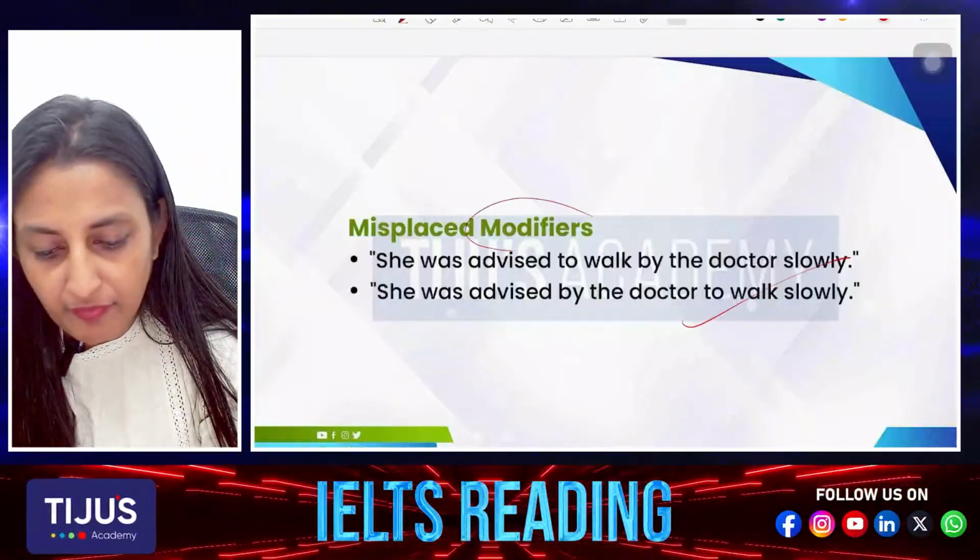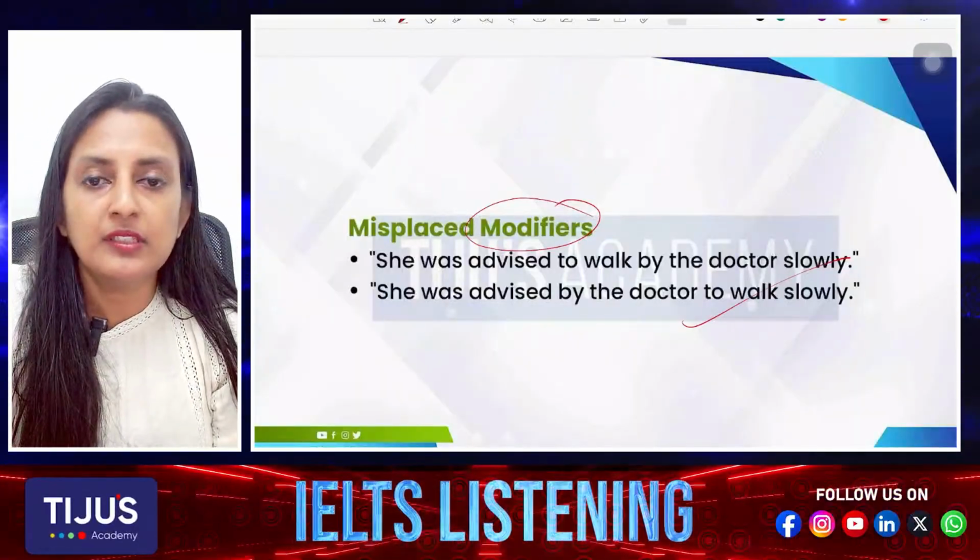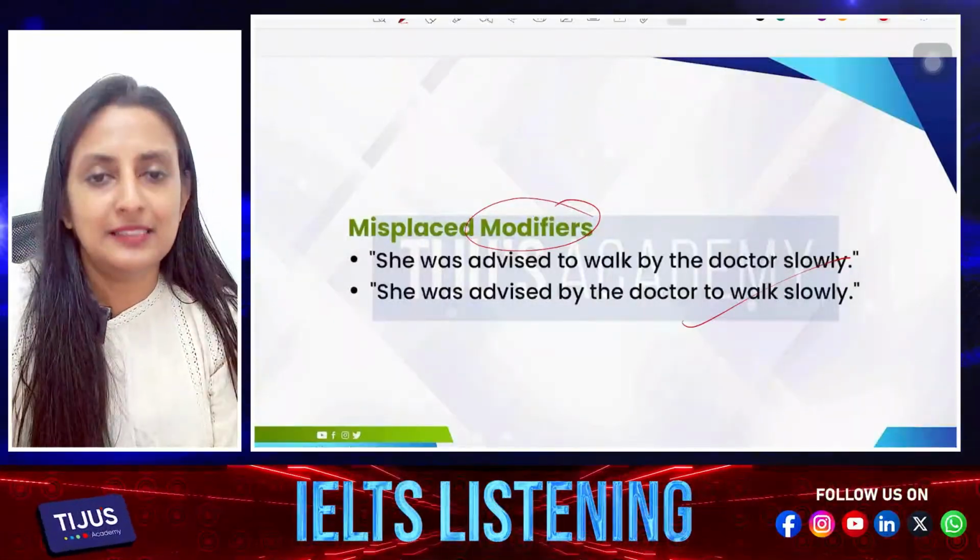Here, the modifiers. The modifiers means the words that we are using to modify something.